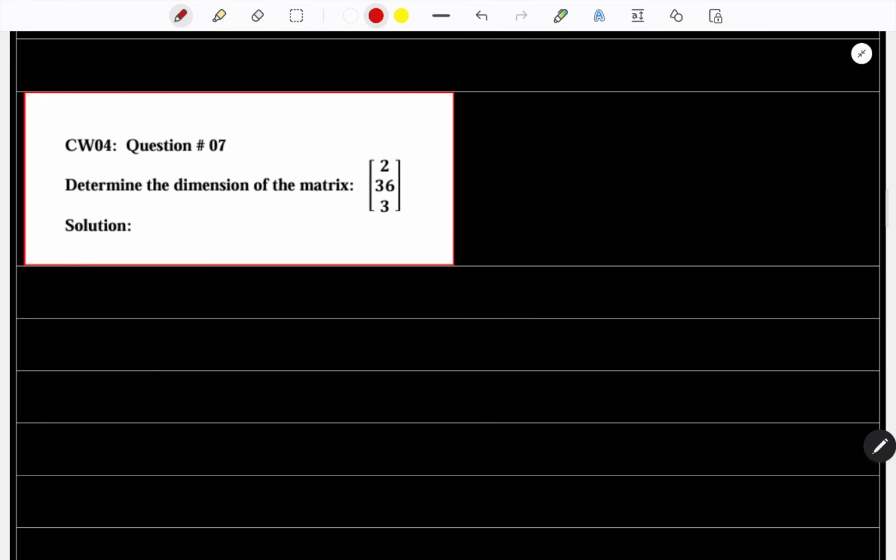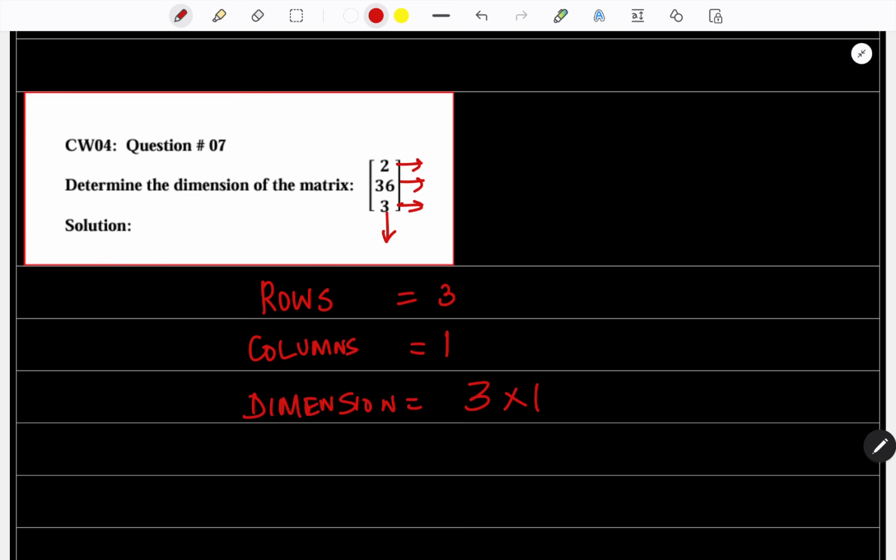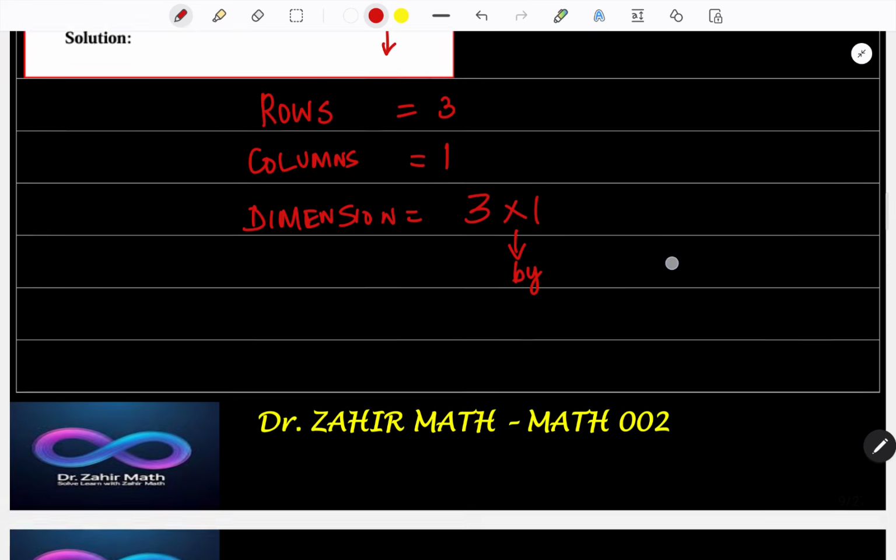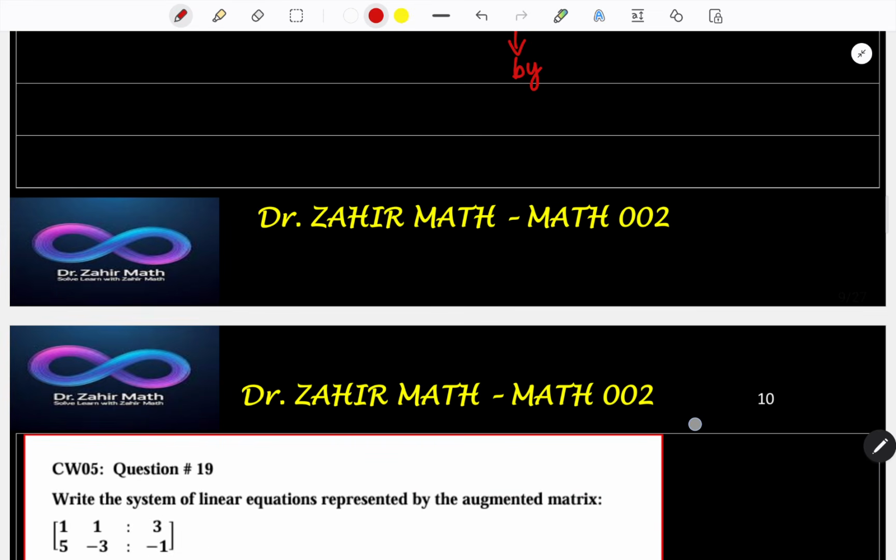Again the same question is coming. Determine the dimension of the matrix. Okay. How many rows are there? 1, 2, 3. So 3 rows are there. How many columns are there? It is only 1. So what will be your dimension? Your dimension will be 3 by 1, 3 rows, 1 column. Okay, right.